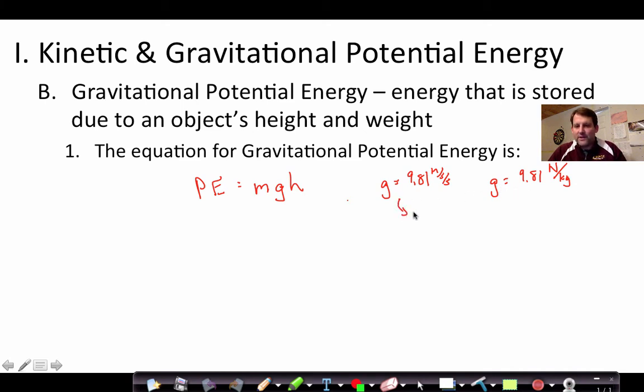This interpretation is the acceleration due to gravity. And I should say here probably due to the gravitational force. Right? And this interpretation is slightly different. This is the strength of the gravitational field. I'll show you how to interpret that number.